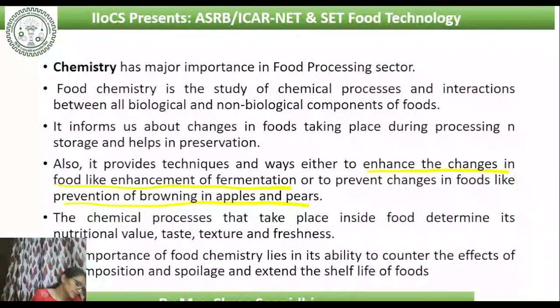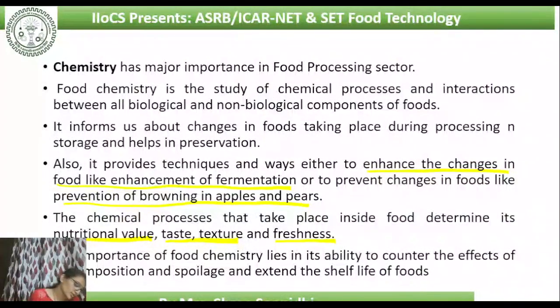Next, the chemical processes that take place inside food determine its nutritional value, taste, texture and freshness. So the chemical processes in the food give us the nutritional value of the food and the taste, the texture and freshness of the food.